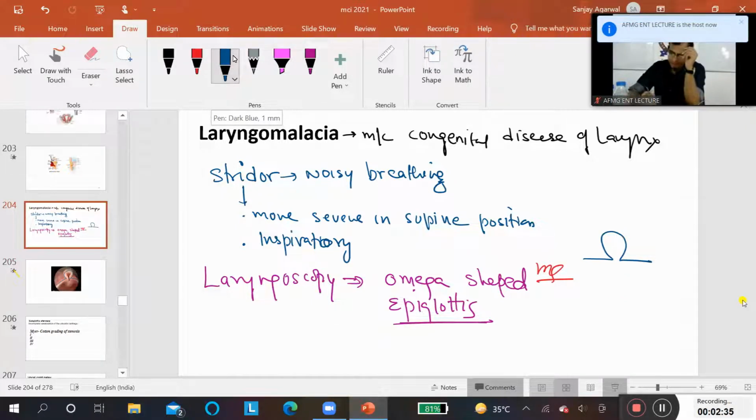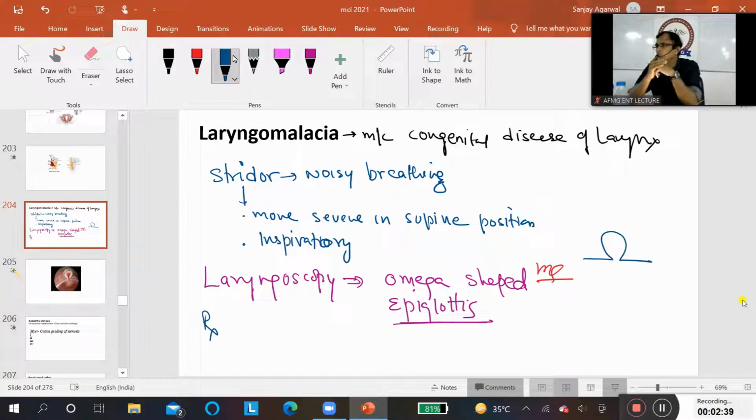Treatment. What is the treatment? Nothing. You don't have to do anything. Wait for a few months. It will get better on its own. So this is called reassurance. You just have to give assurance to the parent of the child that nothing is to be done till it resolves on its own. So that's called reassurance.